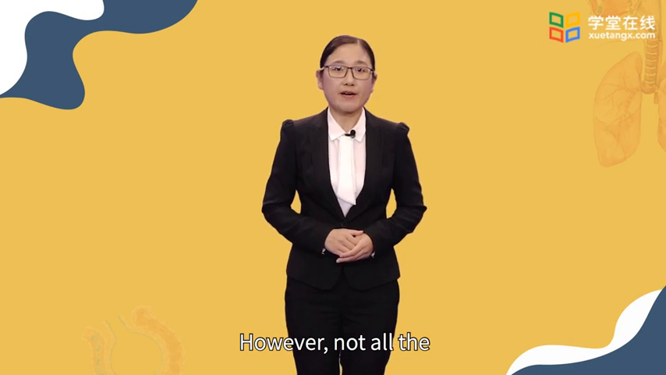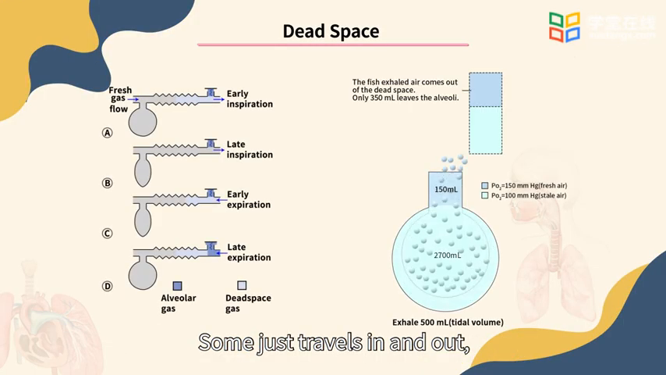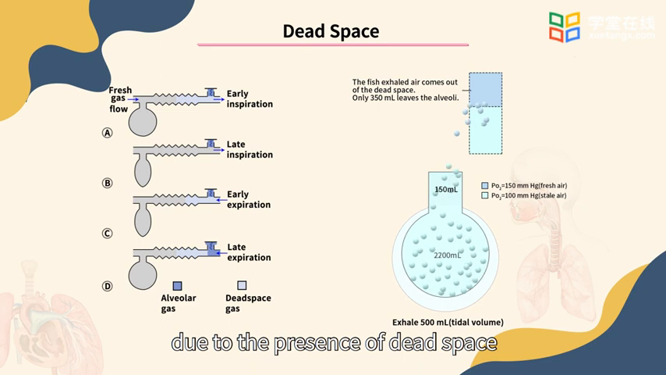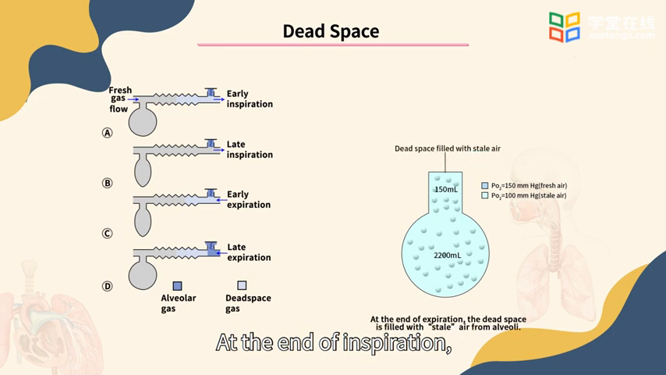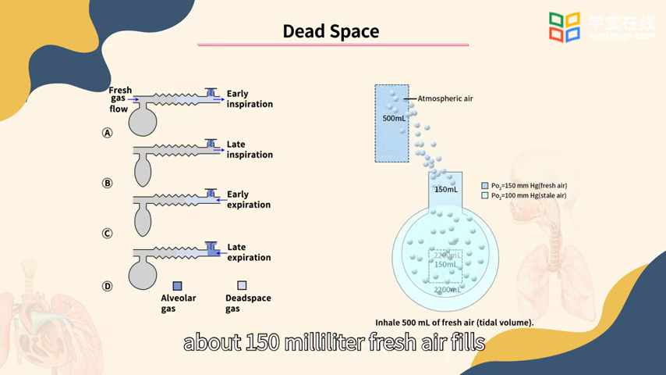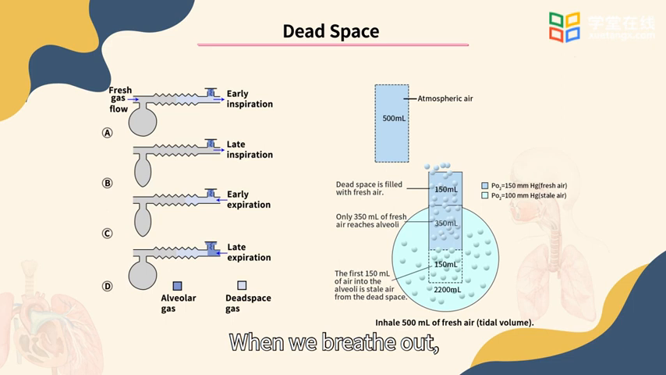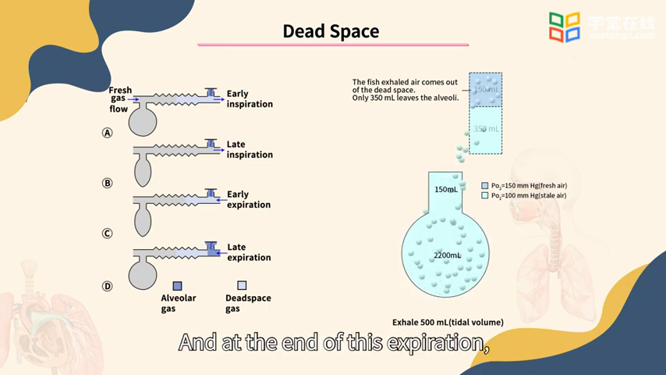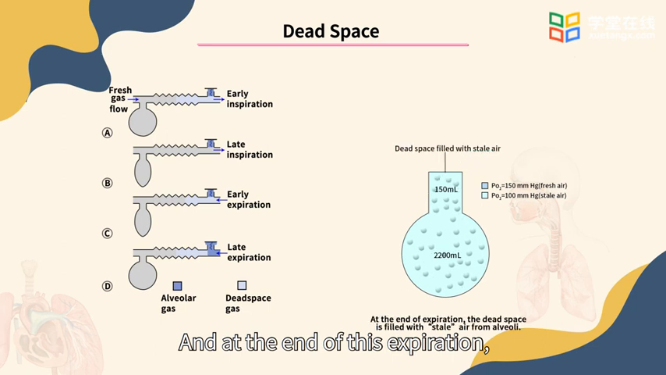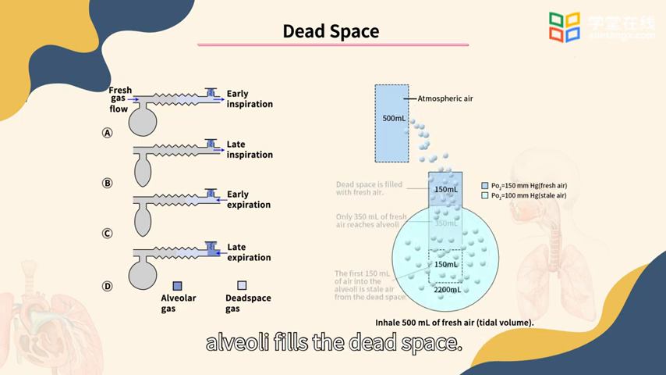However, not all the air in the lungs participates in gas exchange. Some just travels in and out due to the presence of a dead space, made up by conducting airways. At the end of inspiration, about 150 milliliters of fresh air fills and stays in the dead space. When we breathe out, this air plus 350 milliliters from the alveoli will be exhaled. And at the end of this expiration, about 150 milliliters of stale air from the alveoli fills the dead space.